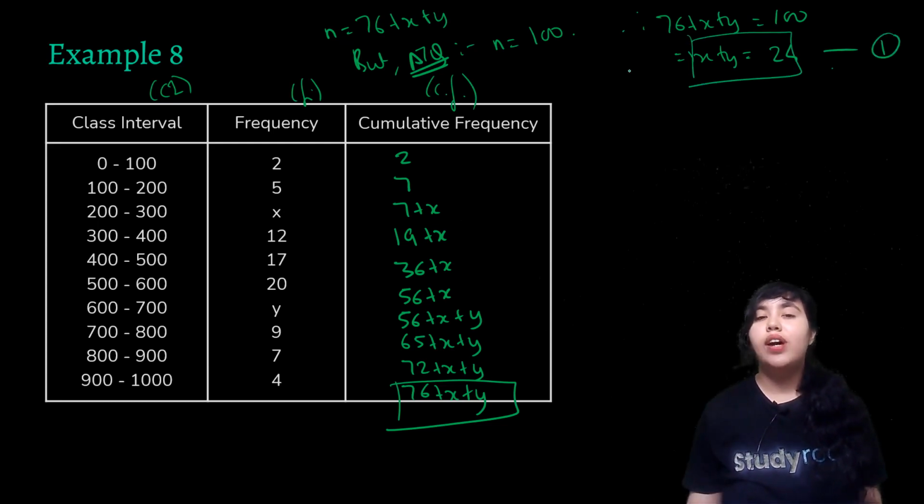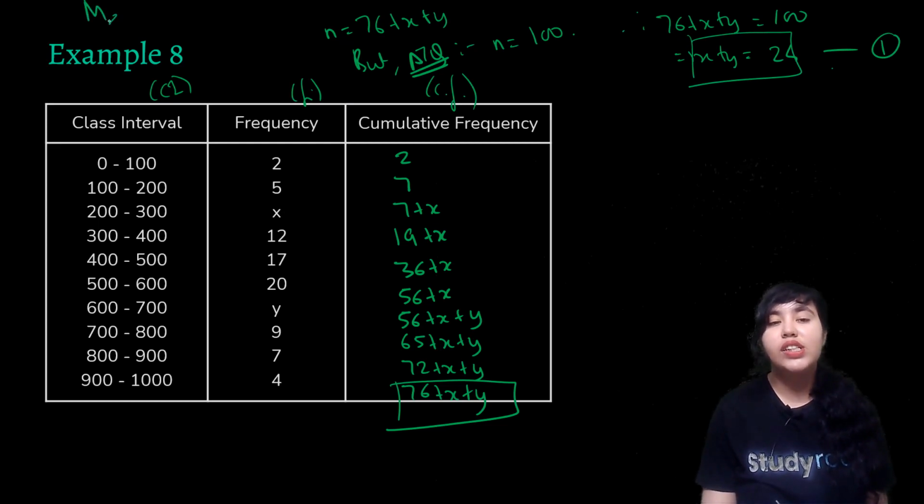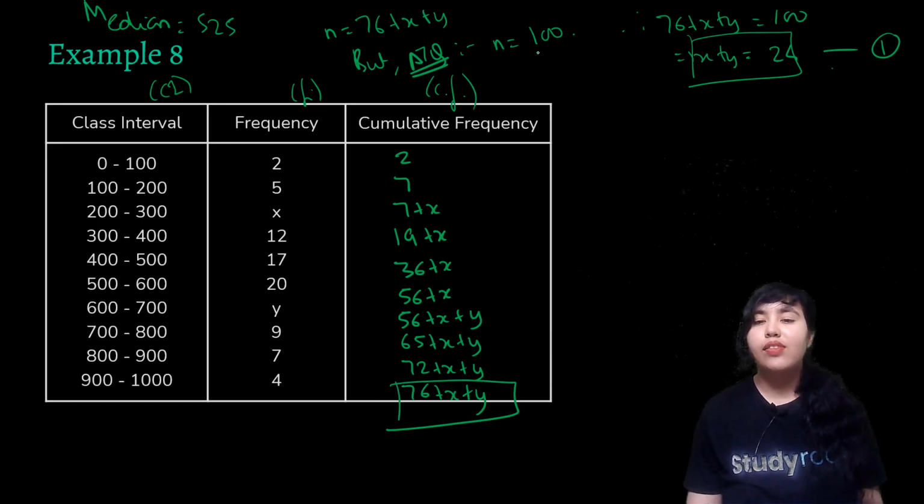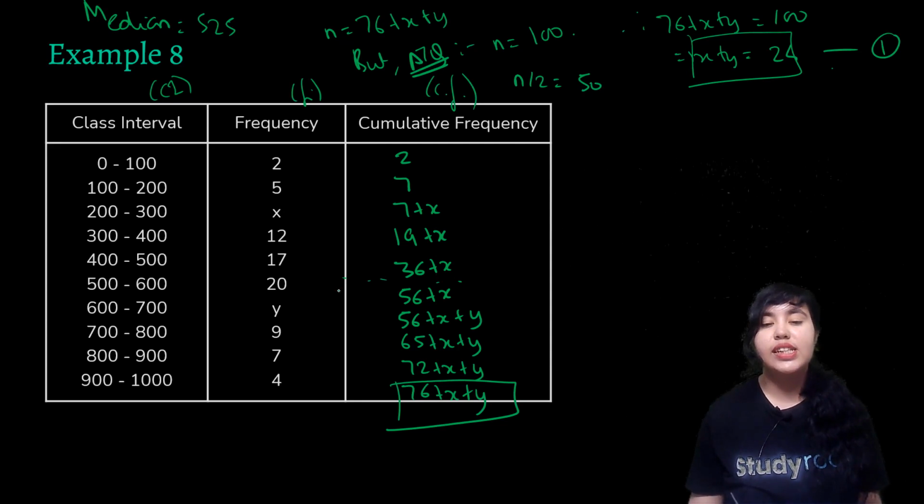But we were also given one more thing, which was the median. The median was given to us as 525. Now how can we find the median using this? If we know n, we can find n by 2. So 100 by 2 will be 50. Where will we have the cumulative frequency 50? Again, there should be no confusion. It will lie over here in 56 plus x. So your corresponding class is 500 to 600. So the median class will be what?